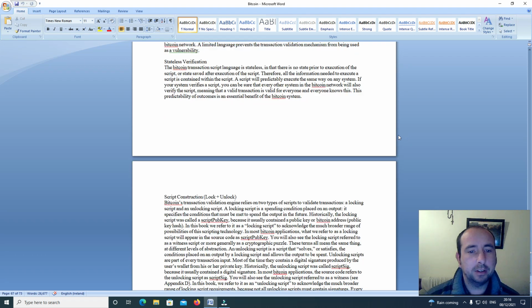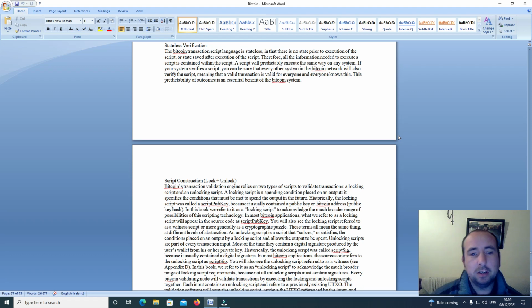Stateless verification. The Bitcoin transaction script language is stateless in that there is no state prior to execution of the script or state saved after the execution of the script. Therefore, all the information needed to execute a script is contained within the script. A script will predictably execute the same way on any system.